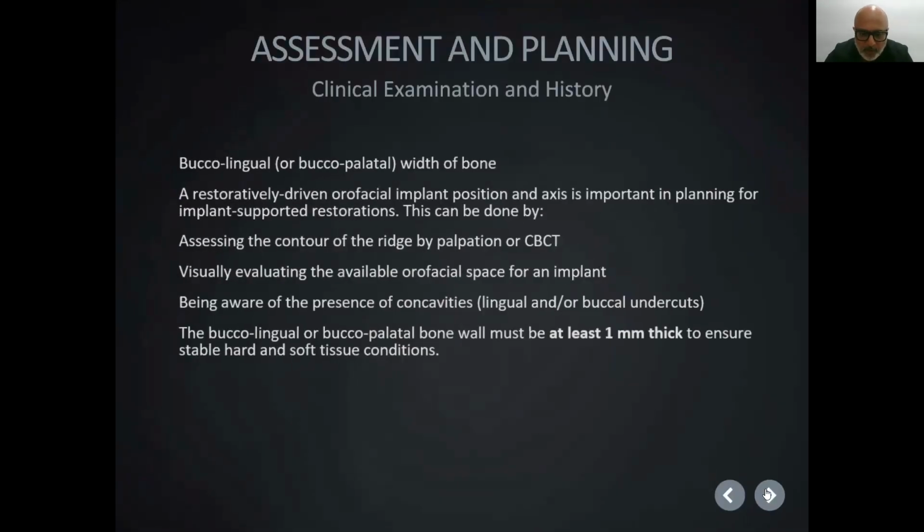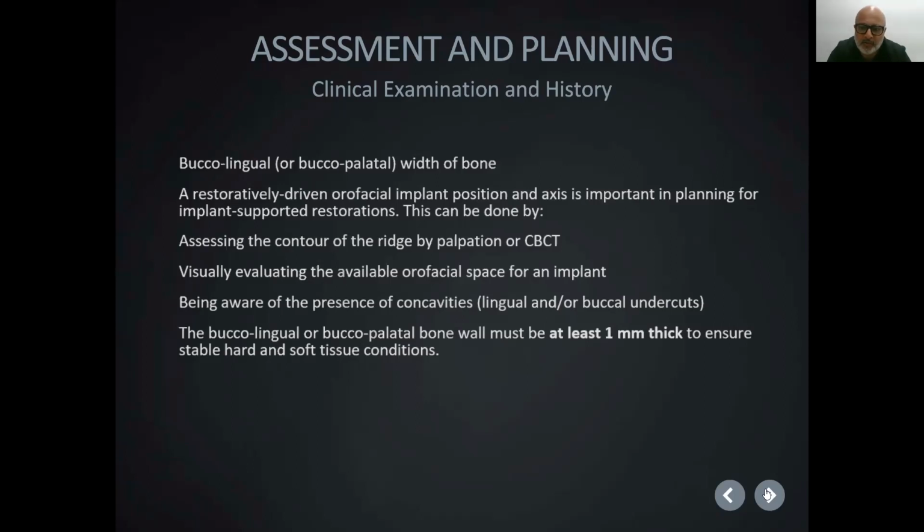So, saying the buccolingual or buccopalatal width of bone. It's a restorative delivery and orofacial implant position and access, important in planning for implant-supported restorations. What does that mean? I'll just say for a lower implant, because then it makes sense. You plan from the top down and build from the bottom up. What that means is that you want to plan where your crown is going to go in the occlusion, the size of the crown, and its approximation to the teeth either side, and then place the implant below it.